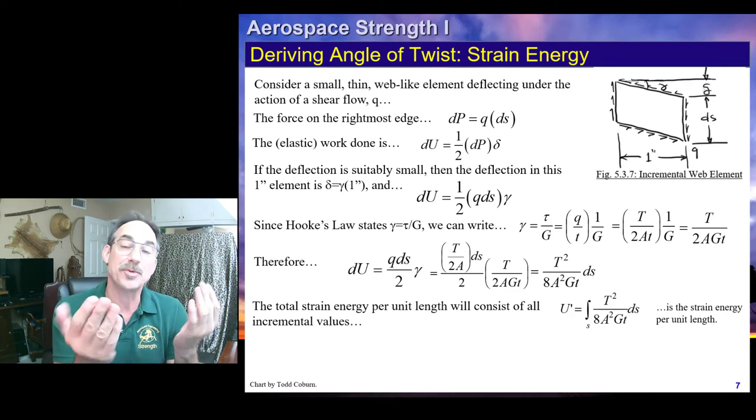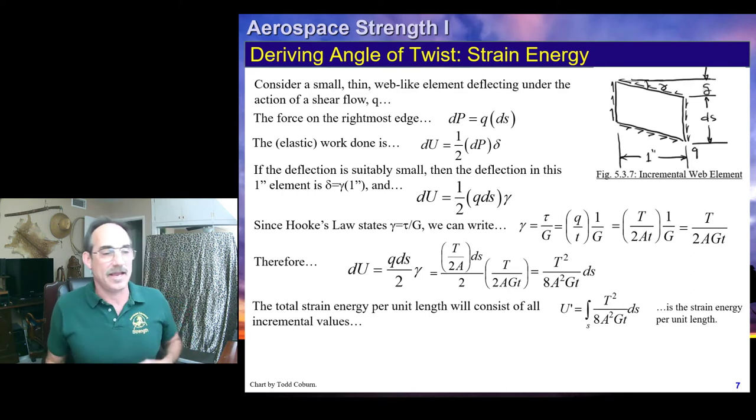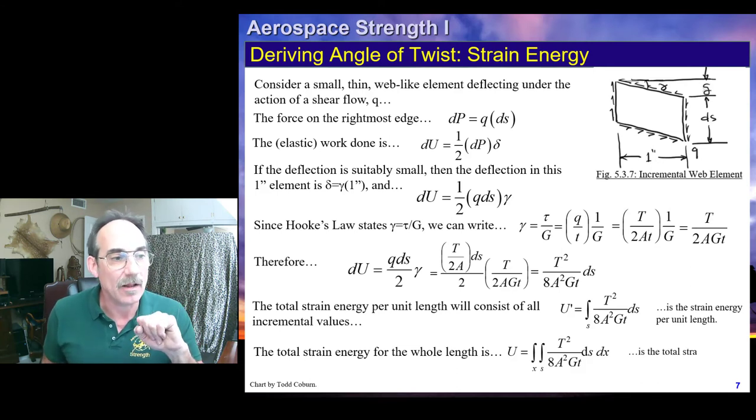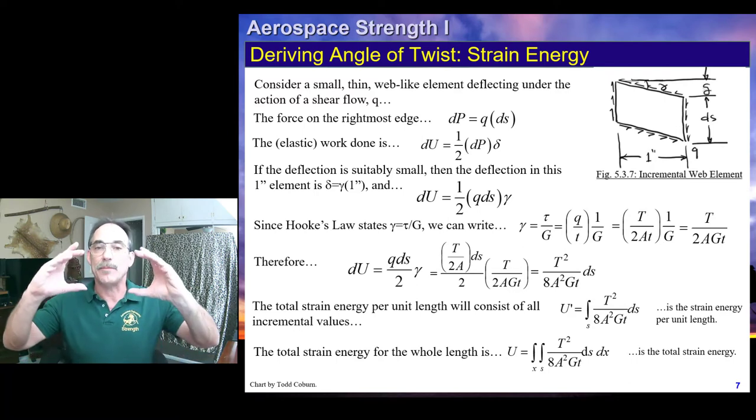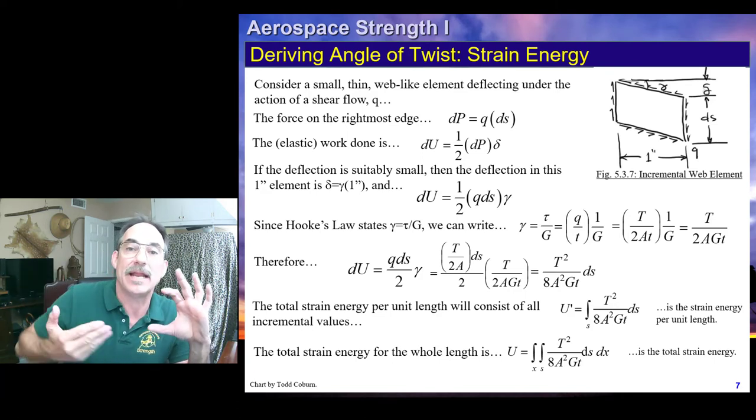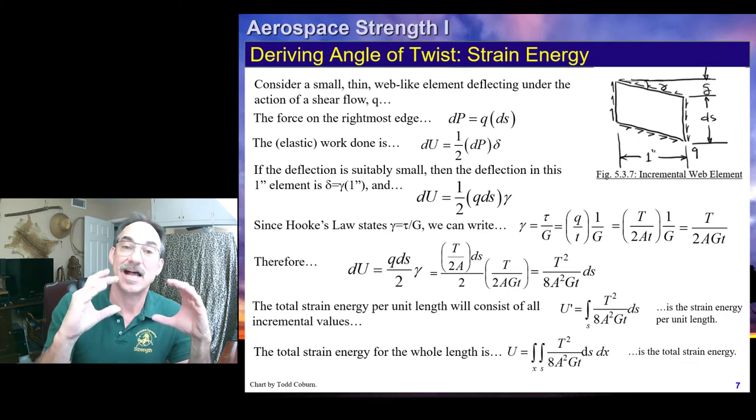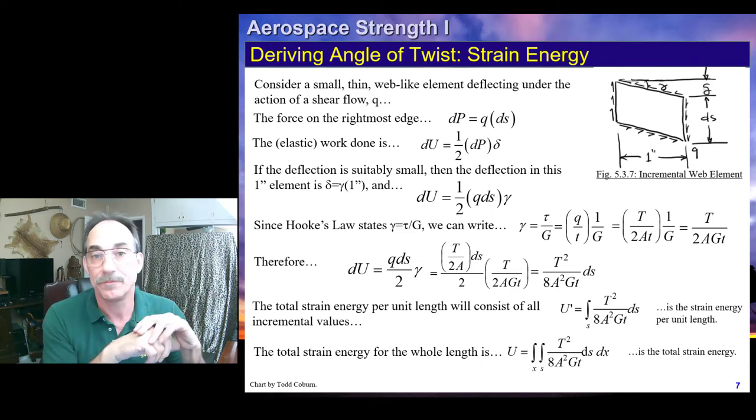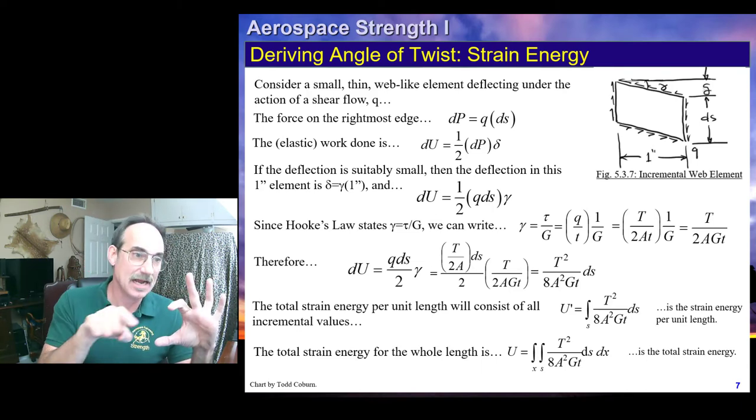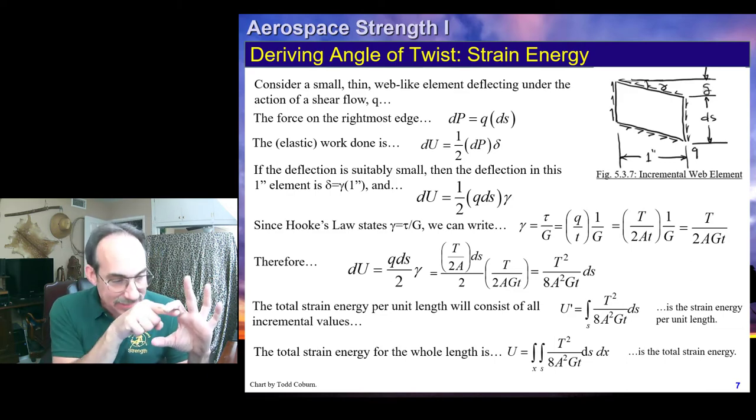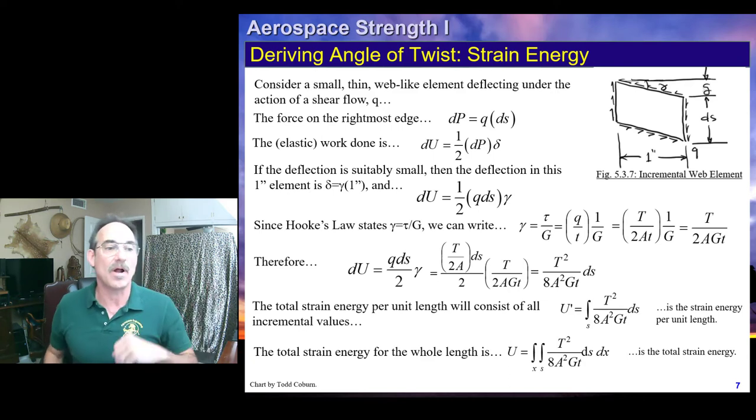If we want the total strain energy, we're going to have to integrate again along the length of the thing, and if it's a constant section, then that will just become L. So this is the total strain energy for this whole thing, both around it and for the whole length of it. First, we integrate around the thing, and then we integrate lengthwise. If it has a constant cross section, that integral of dx will just become L. And if we have constant shear flow, then our integral of ds is just going to become whatever that distance is going around the periphery of the cross section.